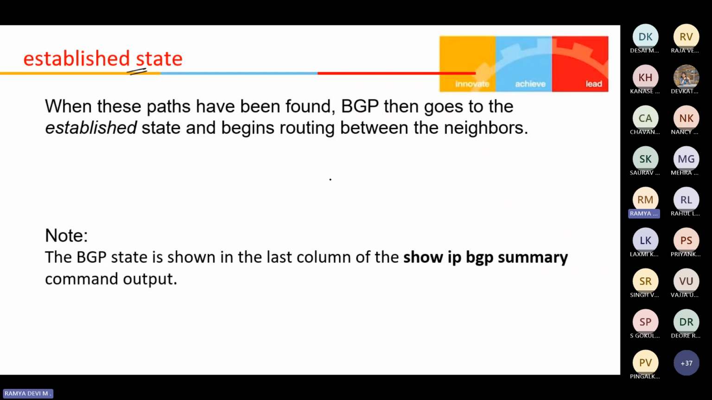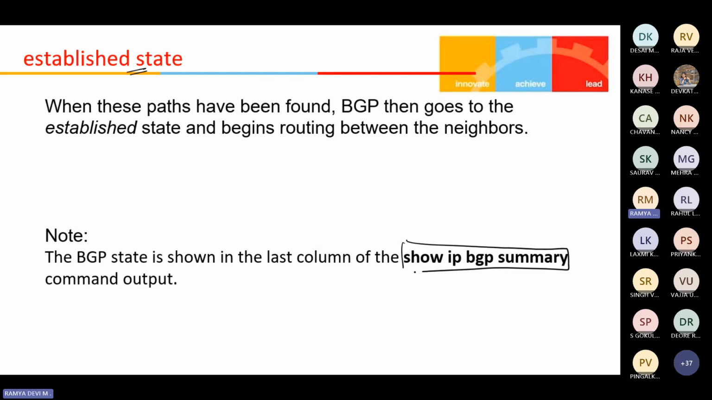BGP neighbors can now exchange the routing information through update messages. Okay, so this is the final state, and also this is the stable state. Stable state in the sense the peers will be active and the routers, everything will be advertised. So the BGP state can be checked using which command?